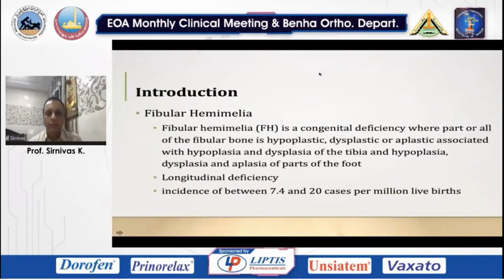So fibula hemimelia is a congenital deficiency where part of the fibula bone is hypoplastic, dysplastic or aplastic, associated with hypoplasia, dysplasia of the tibia, and hypoplasia, dysplasia or aplasia of parts of the foot. It's basically a longitudinal deficiency, and incidence is between 7.4 and 20 cases per million live births.